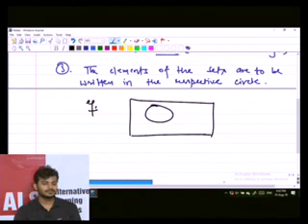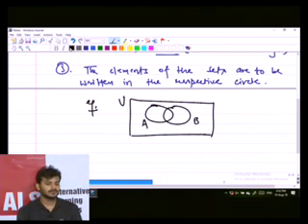Let's say this is the structure we have. This is a two-circle system, a two-set system. This is U, this is A, this is B. Okay.